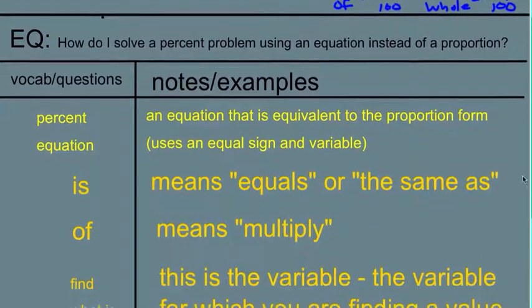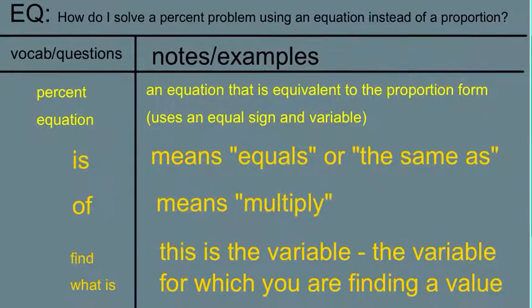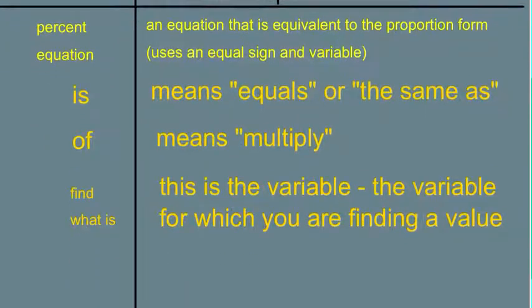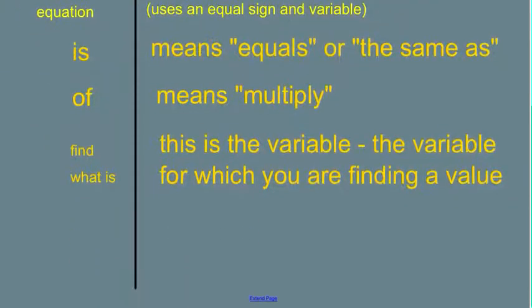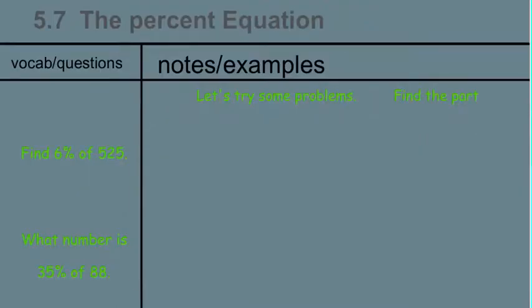In order to do this, there's a few things that you have to know. First, you have to know what that word is means. You have to know that it means equal, that of means multiply, and that to find what, just as it was in the proportion method, is the x, the variable. What are you trying to find? Let's jump right in. Oh, I love this lesson. All right, find 6% of 525.